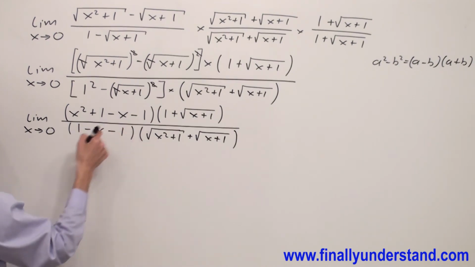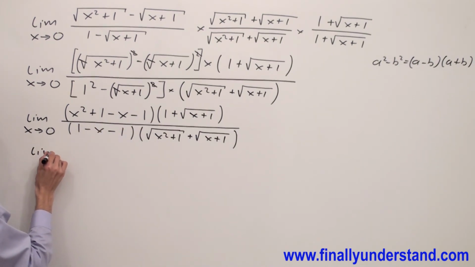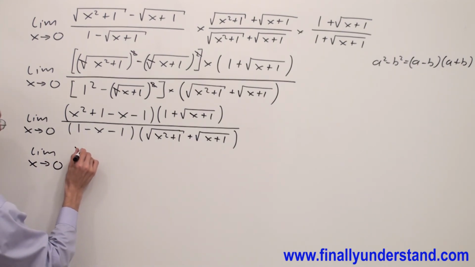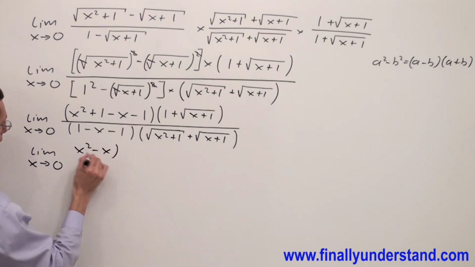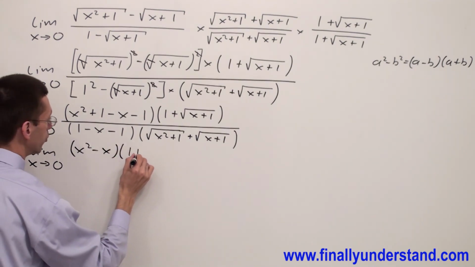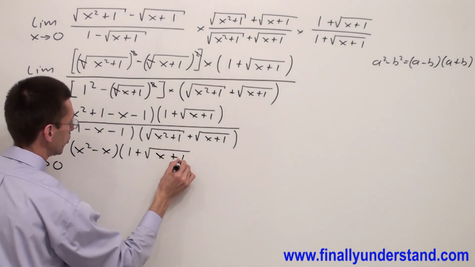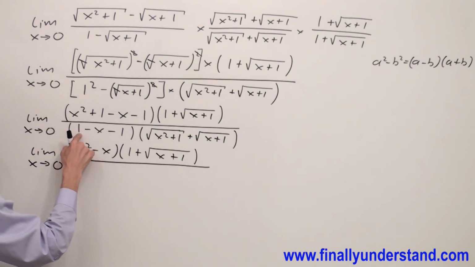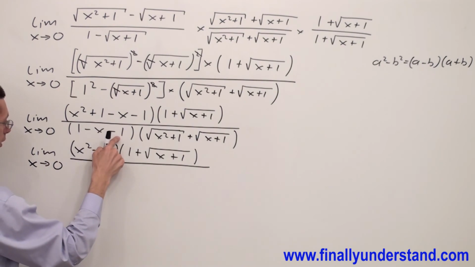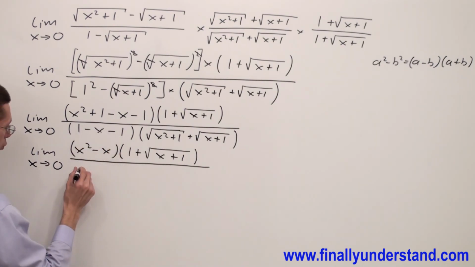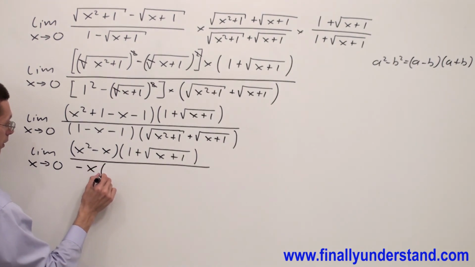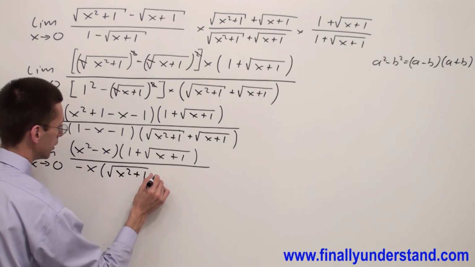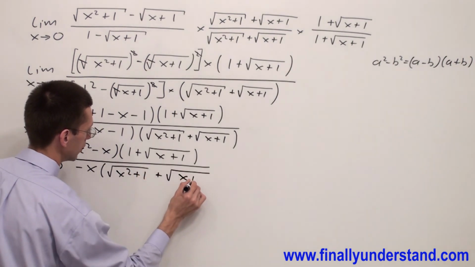1 minus 1 will give me 0. I have limit x approaches 0, and in the numerator I'm going to have x squared minus x, and I have 1 plus square root of x plus 1 over x. 1 minus 1 gives me 0, and I'm going to end up with negative x. And in parentheses, I'm going to have square root of x squared plus 1 plus square root of x plus 1.